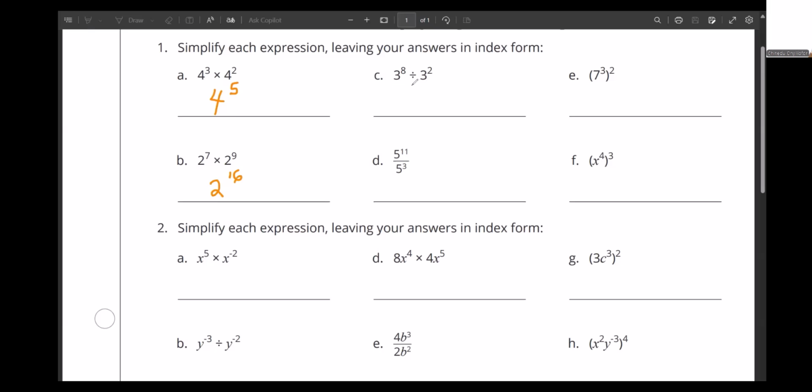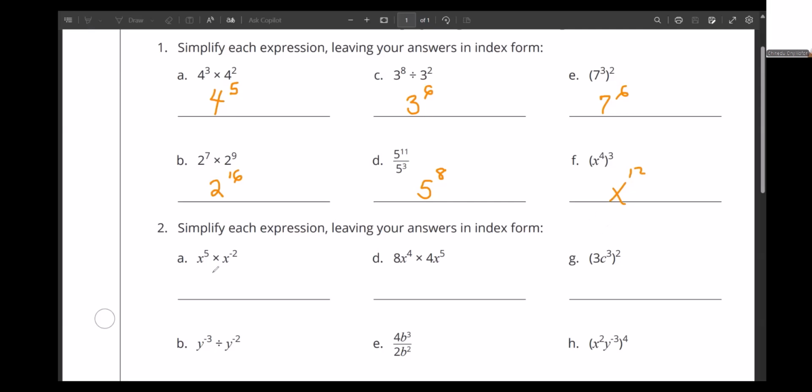And question C, this is divided, so you take one of the base and subtract the power, 8 minus 2 is 6. And this is the same thing as 5, 11 take away 3, that's going to be 8. Then, of course, you take question E, 7 to the power of 3 raised to the power of 2, that's going to be 7 to the power of 6. And F, x to the power of 4 raised to the power of 3, definitely going to be x to the power of 4 times 3, which is 12.